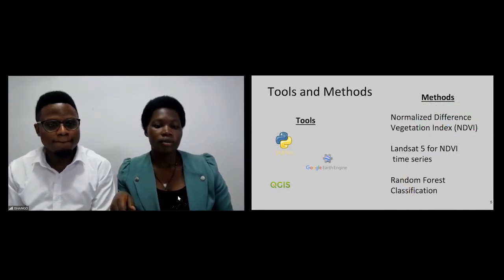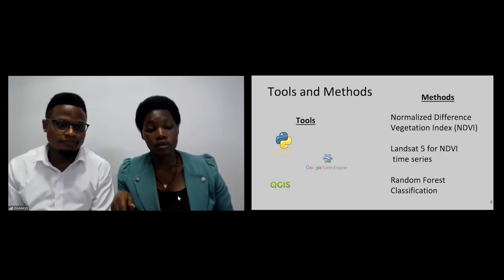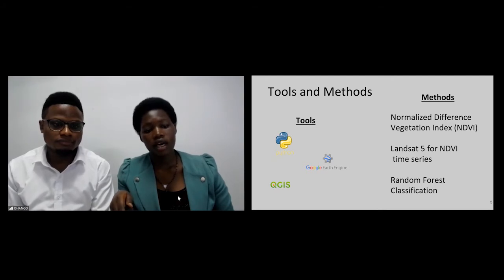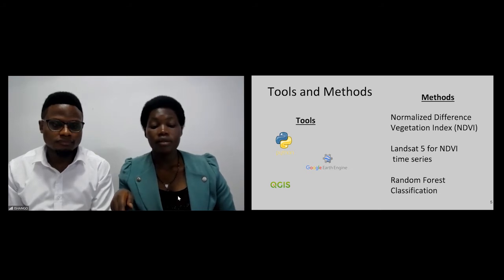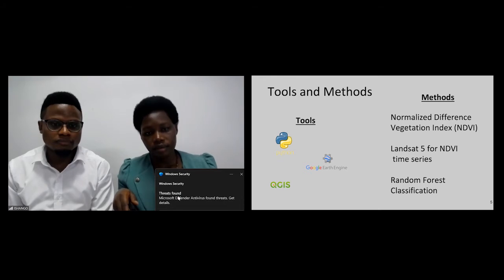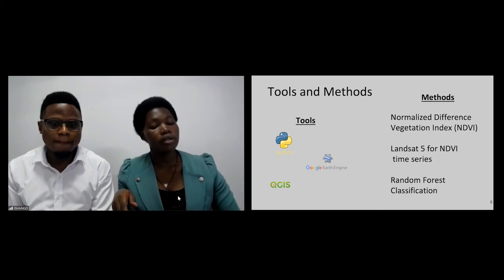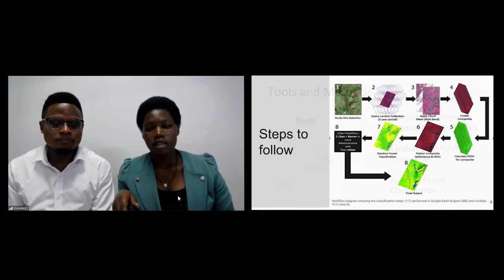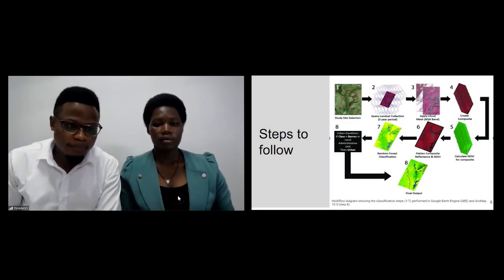The tools and methods we are using in this project: the main tool is Python, and we are using Google Earth Engine to collect the data, and QGIS to analyze and visualize the spatial information. The methods are the normalized difference vegetation index, NDVI, and NDVI time series. After that, we run our model, random forest classification, to classify the regions on the land surface. Let's give the floor to my teammate to continue the presentation.